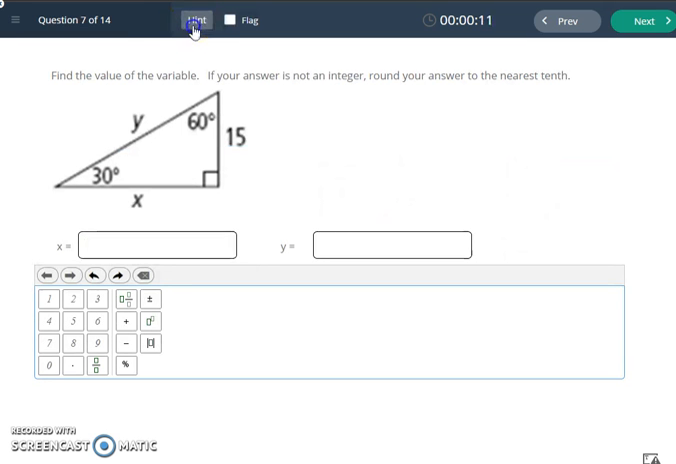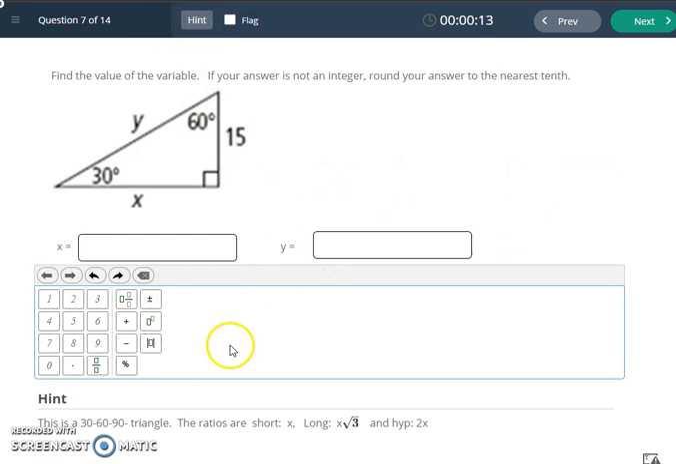All right, problem number 7, our hint for this one. It is a 30-60 right triangle. So our ratios: the short side is x, the long is x radical 3, and the hypotenuse is 2x. So if I look at it, here's my 30 degree. Opposite my 30 degree is always my shortest side, so that's going to be my x. This will be my x radical 3 because it's my longer side, and the hypotenuse is 2x. So they're telling me right here that x is equal to 15.